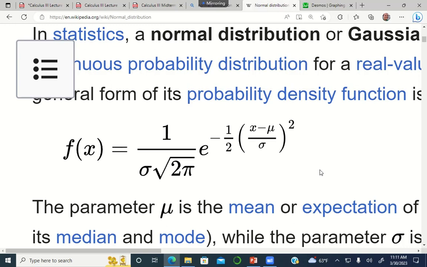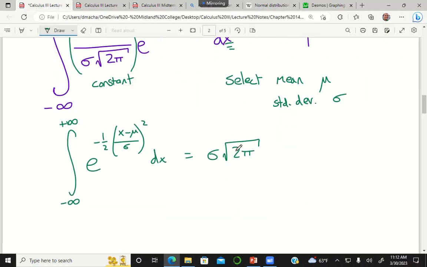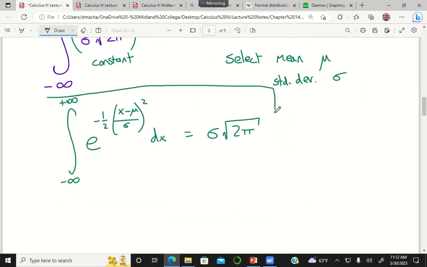Well, they knew because they wanted the integral of the whole thing to be equal to 1, but that means they had to know that the integral of this without the constant would be equal to sigma square root 2 pi. And so that's what I'm going to show you today, how you would integrate this and figure out that the integral is sigma square root 2 pi. In other words, whoever figured this out the first time, how did they know that this was true?